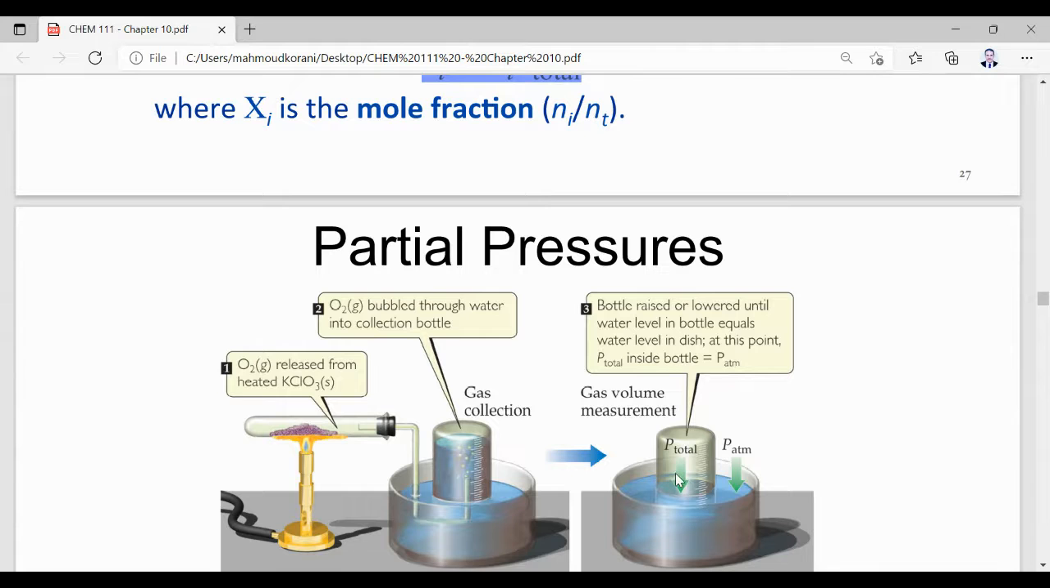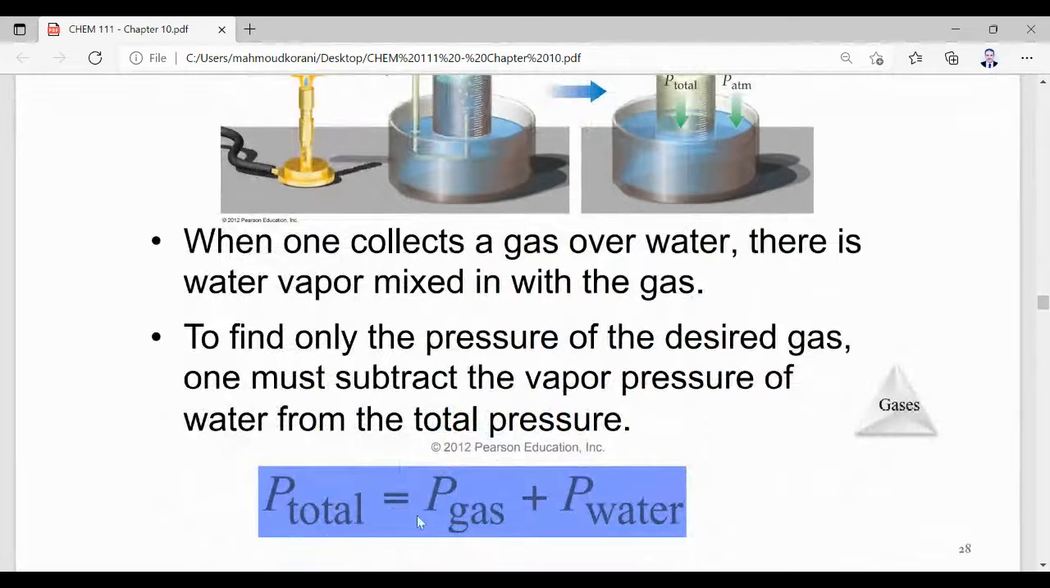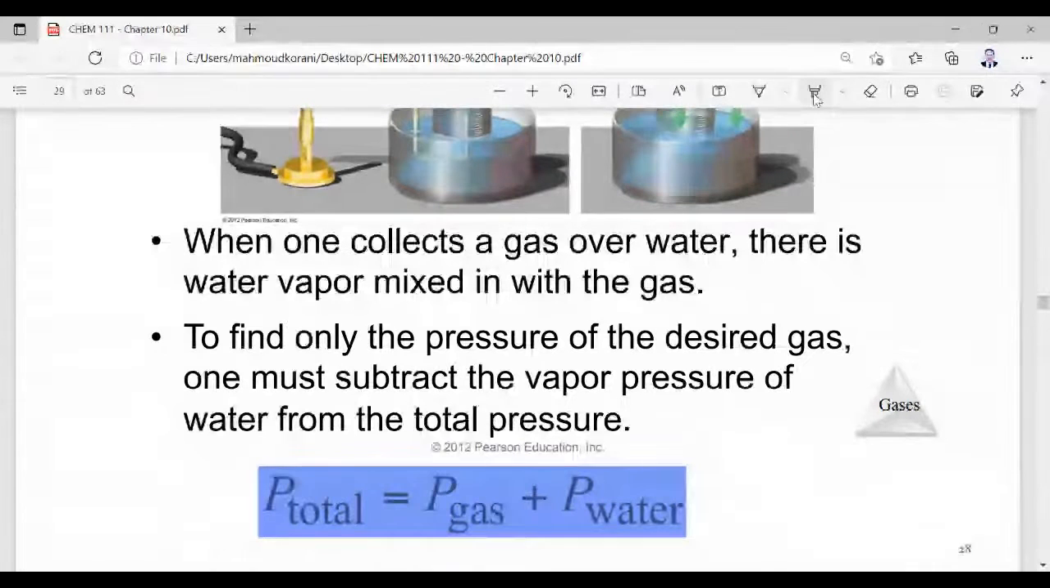Here is a gas of interest being collected, and during the movement of the gas bubbles, some of the water will evaporate, water molecules. So here is a mixture of two gases, the water vapor and the gas of interest. The total pressure due to these two gases should be the partial pressure of the gas of interest plus the vapor pressure of water. It's Dalton's law. P total equals the pressure of the gas plus the vapor pressure of the water.